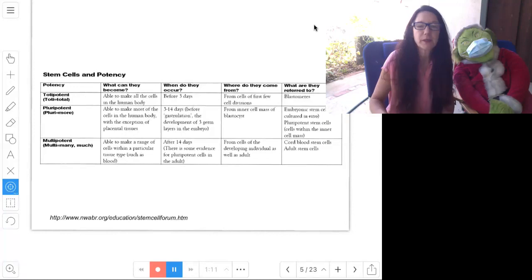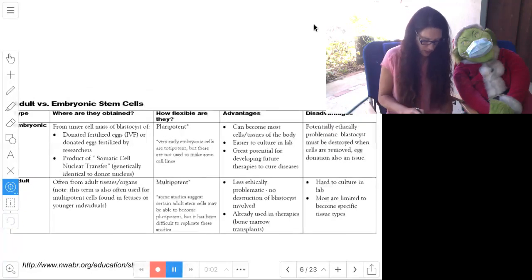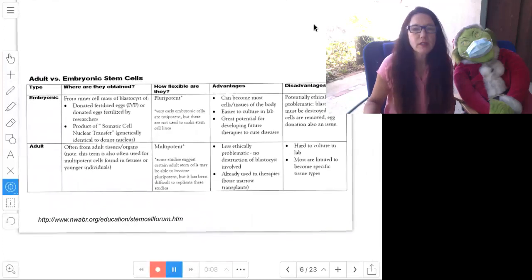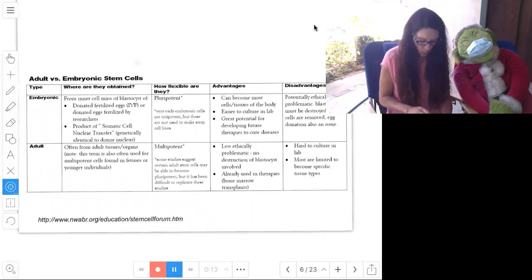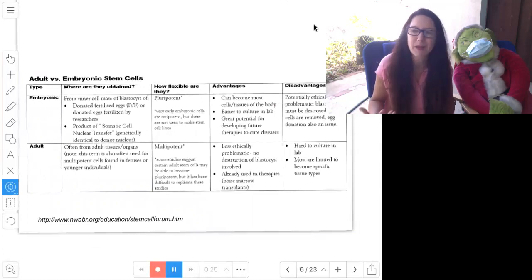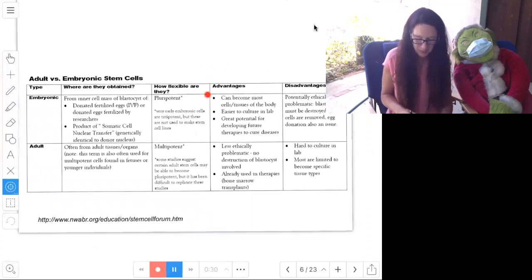All right, so you can always come back to this. Again, we talked about this in our other lecture. And then just like that, as you can see, we have our adult versus embryonic stem cells as well. So we can do a direct comparison. Where are they obtained? How flexible, meaning what kind of potency do they have? What are the advantages and disadvantages for using them in science? I mean, they are what they are. Nothing inherently good or bad about them. But if we're using them to advance human health, here's what they mean by advantages and disadvantages.